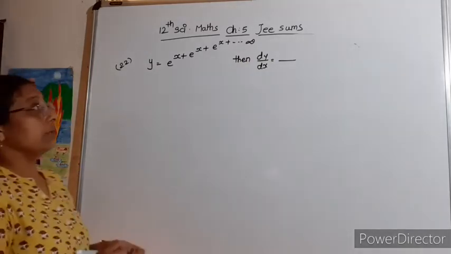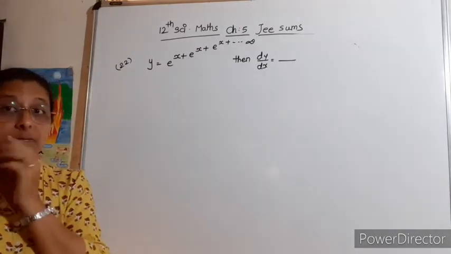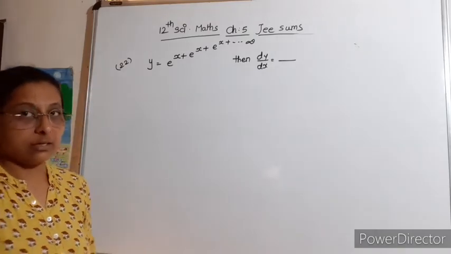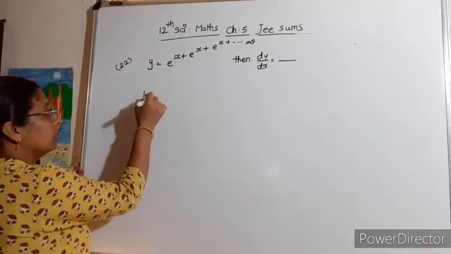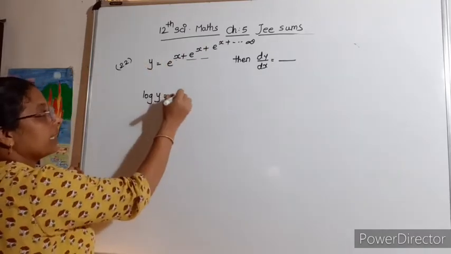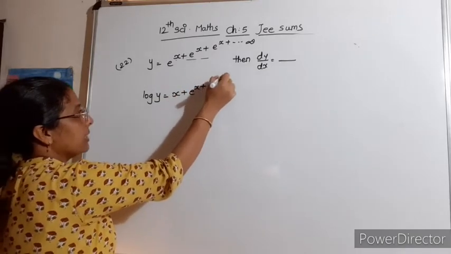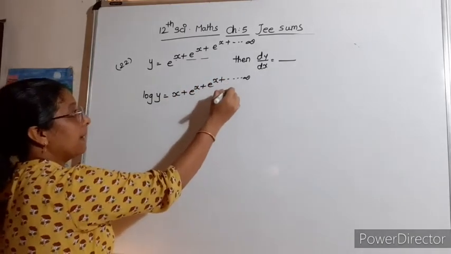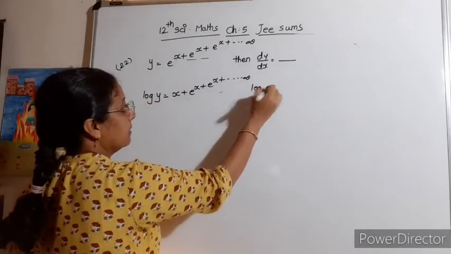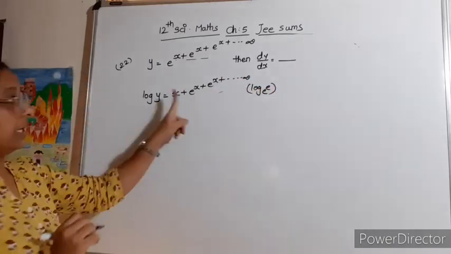Now here, whenever a function of x is in the power, we'll take log on both the sides. So log y is equal to, this is all power, so it comes in front: x plus e raised to x plus e raised to x plus... up to infinity, into log e base e, and that is 1. So that goes away.